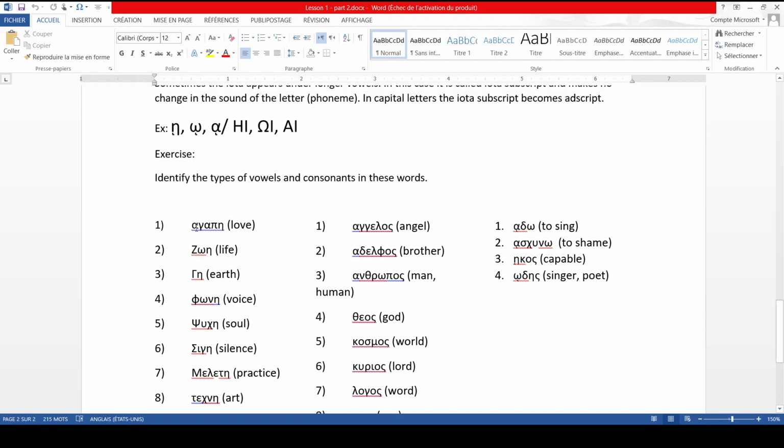Yes, this is alpha. Is alpha a vowel or a consonant? It's a vowel. Long or short vowel? Well, it can be either long or short. Good.